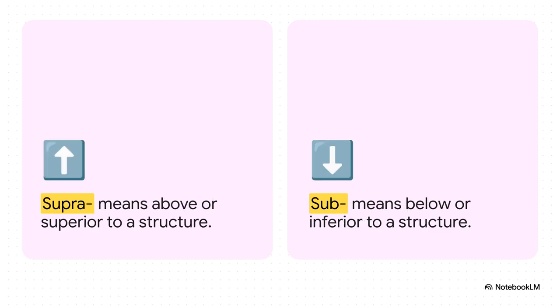Next, let's talk vertical position. Supra means above, and sub means below. Just associate supra with superior. It sounds super simple, right? But if you accidentally flip these prefixes in your head under test pressure, you could literally map the completely wrong anatomical region or procedural depth.